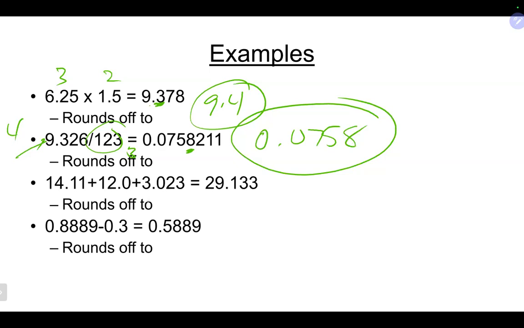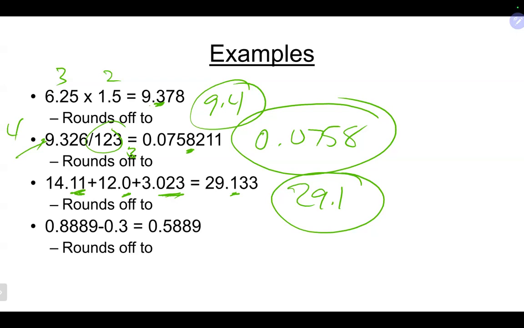Here we are adding. So remember, when we add and subtract, we're actually looking at decimal places, not significant figures. So here, that is 2 decimal places. That's 1 decimal place. That is 3 decimal places, which means our answer should end up at 1 decimal place, which would be right about there. And that would be 29.1. Again, that number has 1 decimal place, but it does have 3 significant figures in that case.